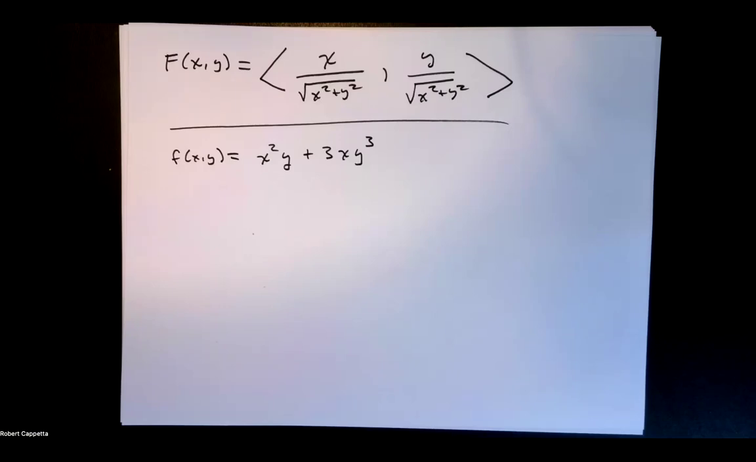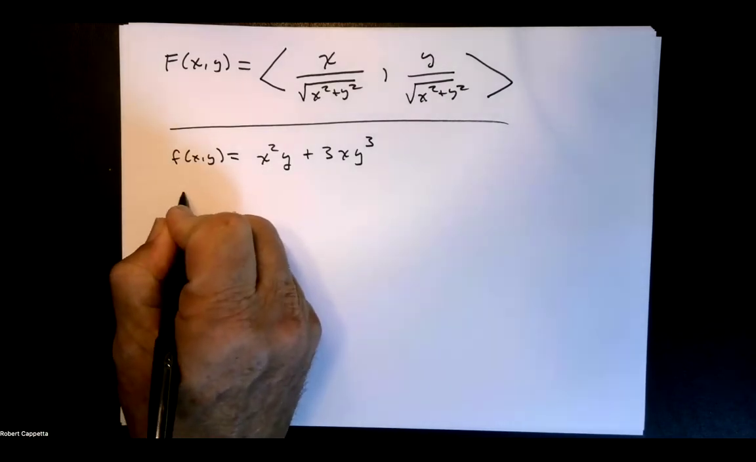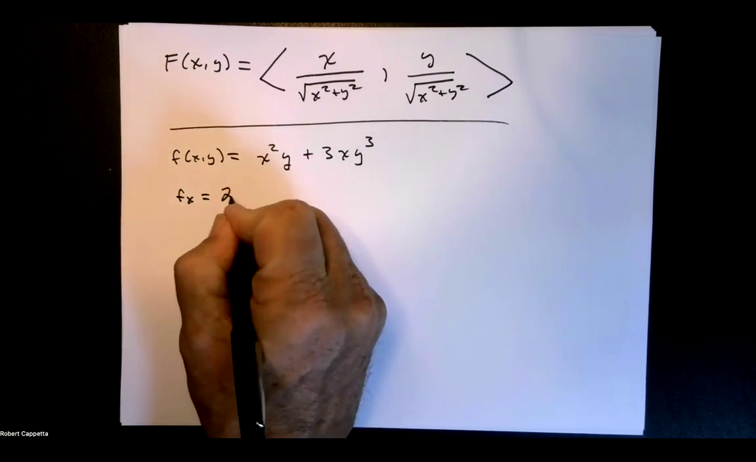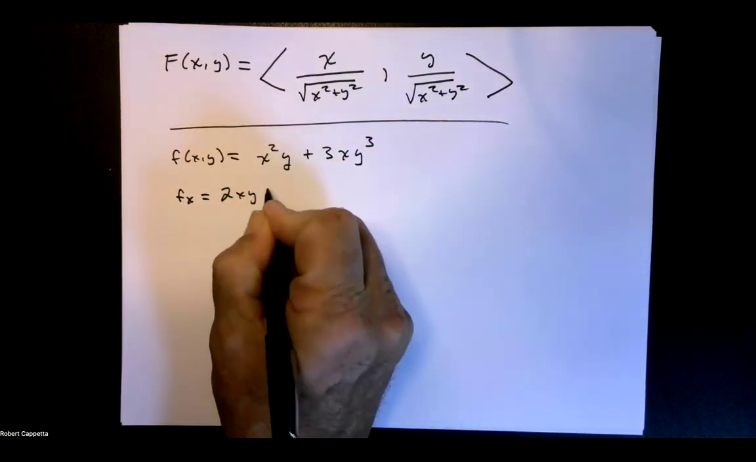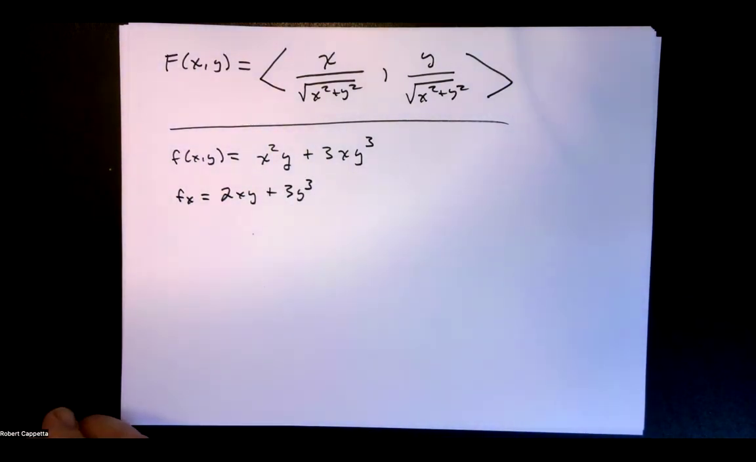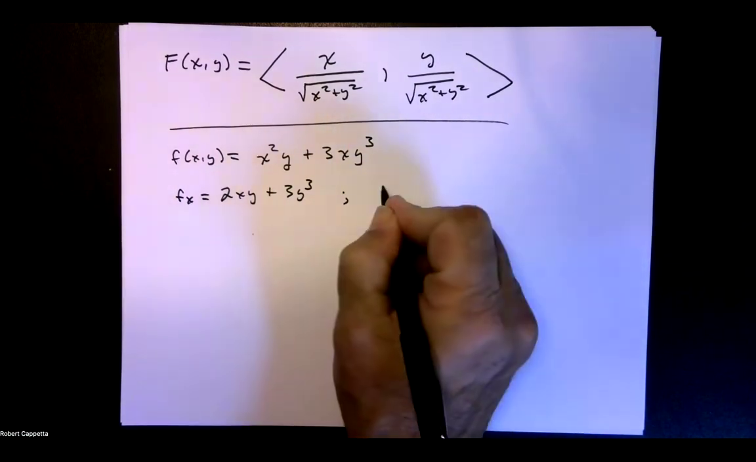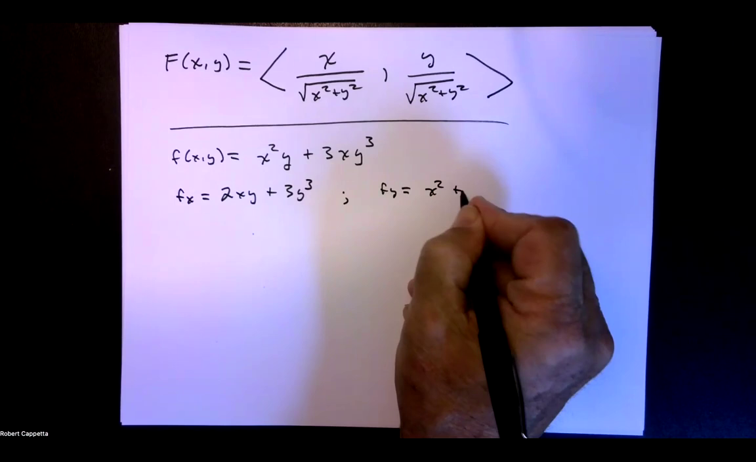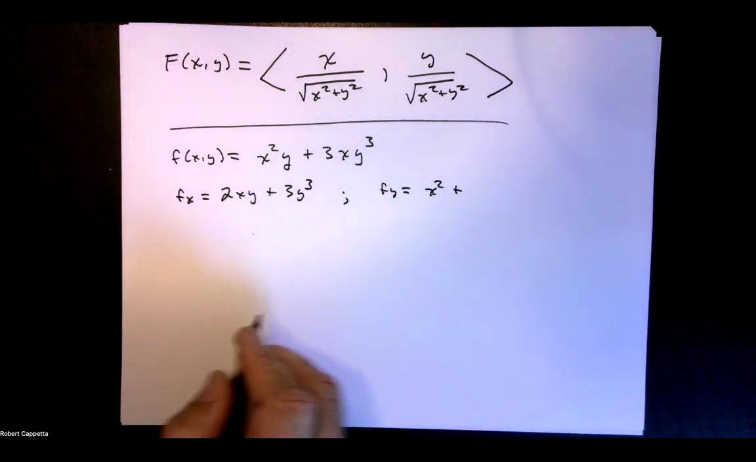So here's a function, little f of xy is x squared y plus 3xy cubed. I'm curious what the gradient of little f is. So can we talk about what f sub x is? With respect to x, this would be 2xy plus 3y cubed. With respect to y, this would be x squared plus 9xy squared.